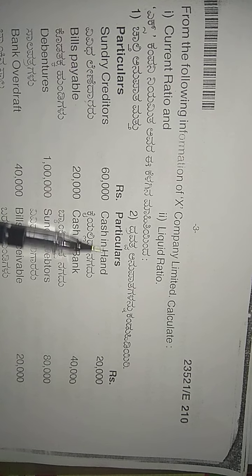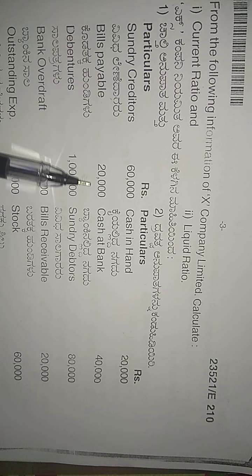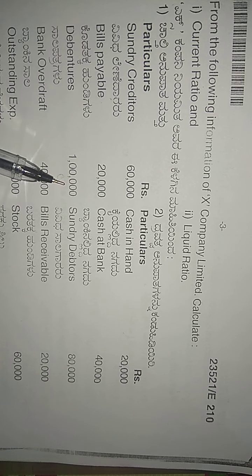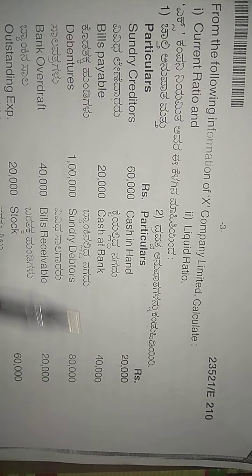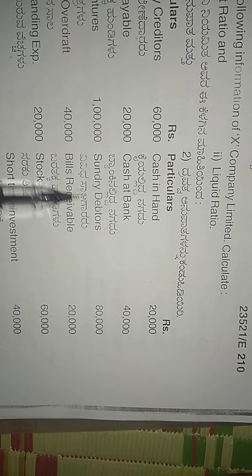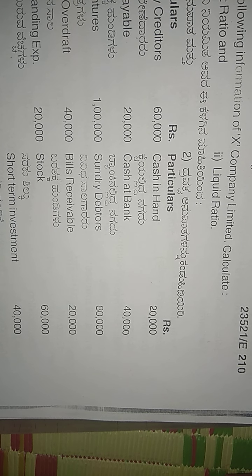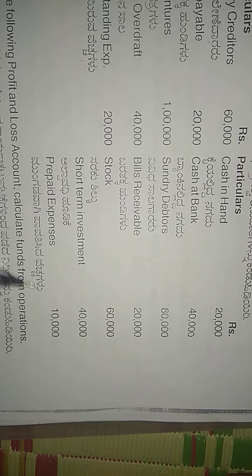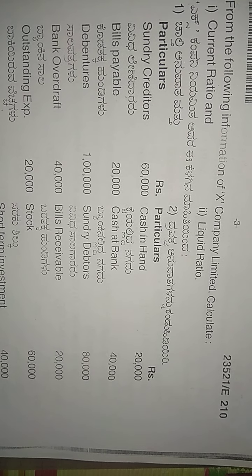So particulars, rupees: sundry creditors 60,000, bills payable 20,000, debentures 1 lakh, bank overdraft 40,000, outstanding expenses 20,000, and cash in hand 20,000, cash at bank 40,000, sundry debtors 80,000, bills receivable 20,000, stock 60,000, short term investment 40,000, and prepaid expenses 10,000. So by using this information, we calculate current ratio and liquid ratio.